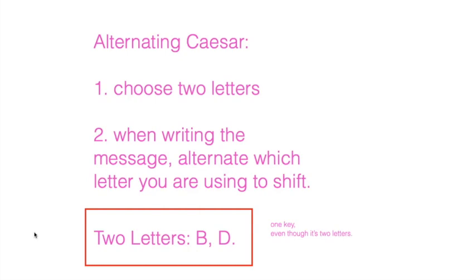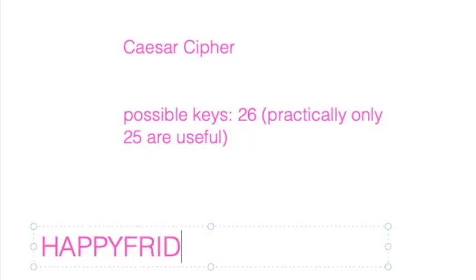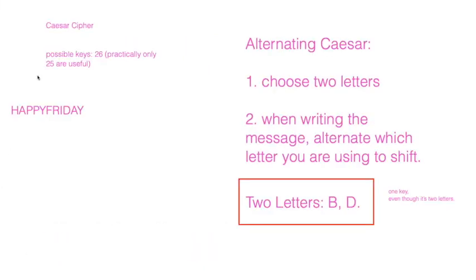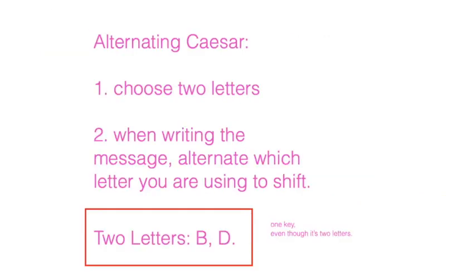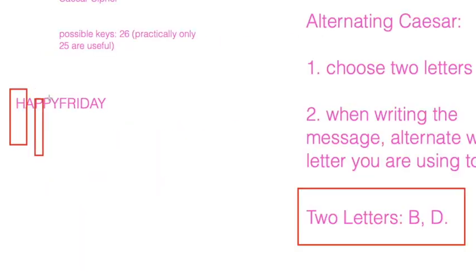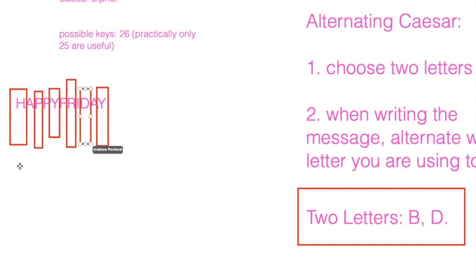But would you give me a short message to encrypt? Happy Friday. What a great message. Life is beautiful. Happy Friday. All right, and I'm not going to write spaces. So what I'm going to do here is start with B. I'll alternate every other letter with B, and the ones I don't encrypt with B, I will encrypt with D. So the two shifts are: for B, we'll shift forward by 1. And for D, we'll shift forward by 3.